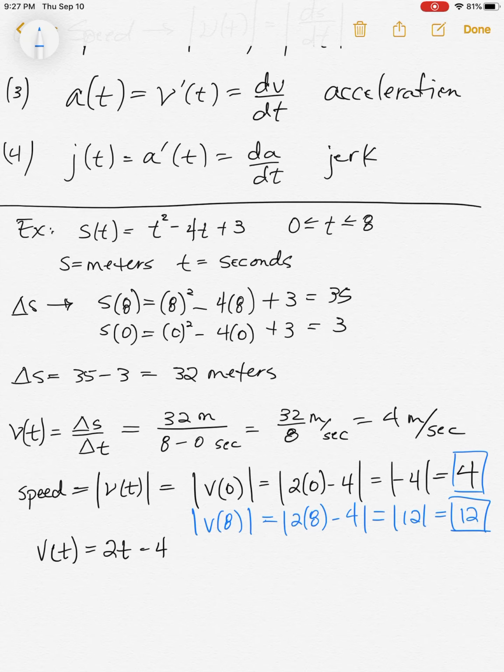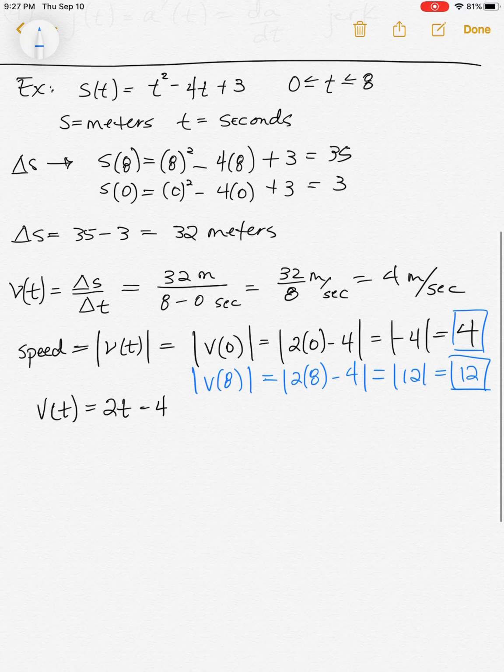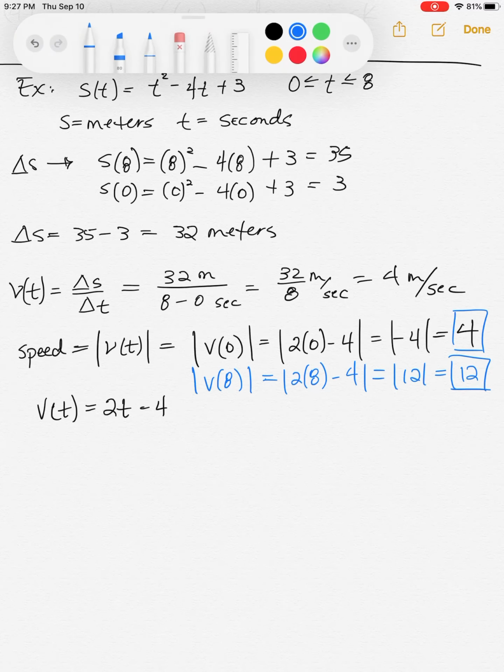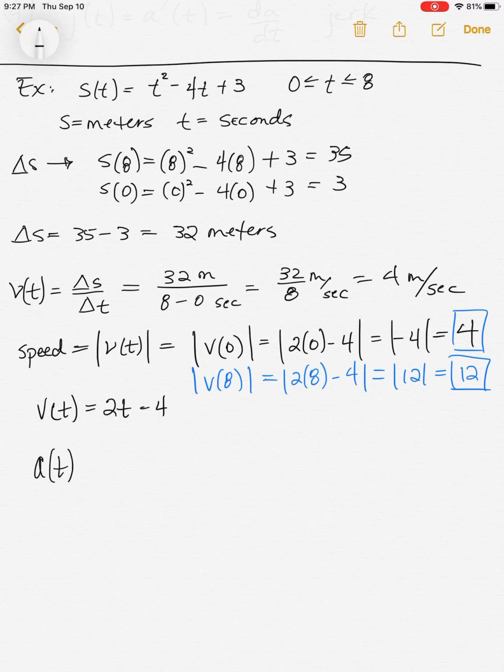Finally, it says find the body's acceleration at the endpoints. Now we know that acceleration is the derivative of velocity. So acceleration is equal to 2. Since the acceleration is a constant, it is going to be consistent throughout. So at 0 seconds, the acceleration is 2. At 8 seconds, the acceleration is 2.